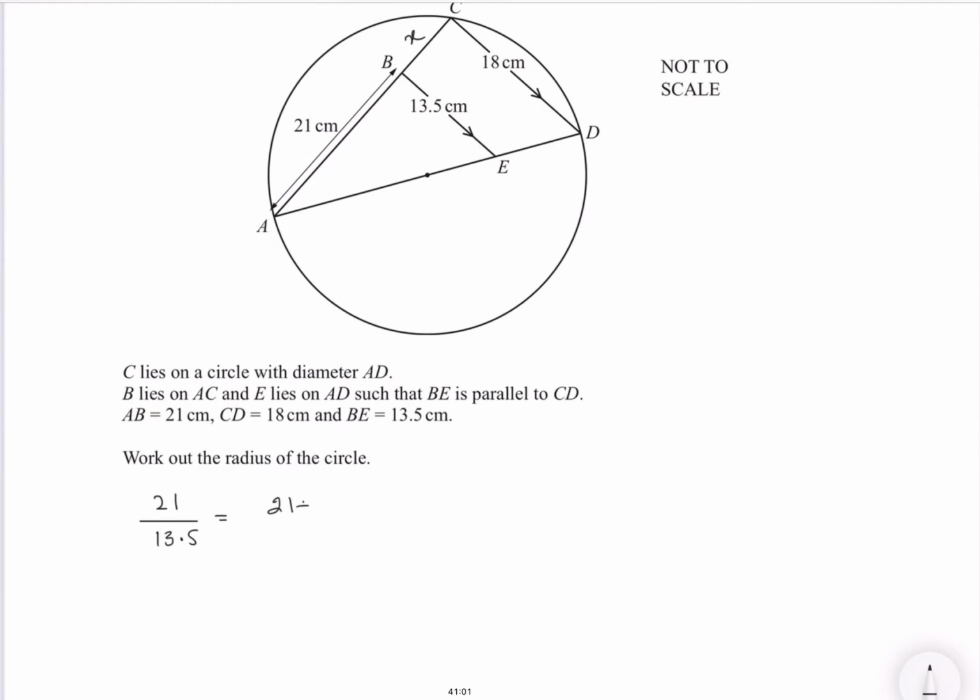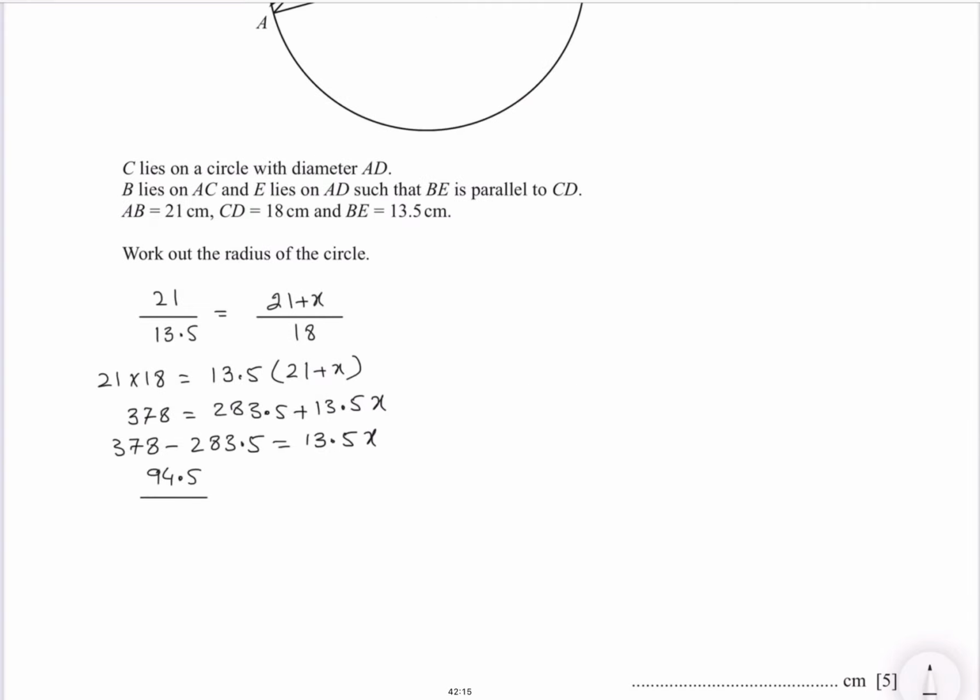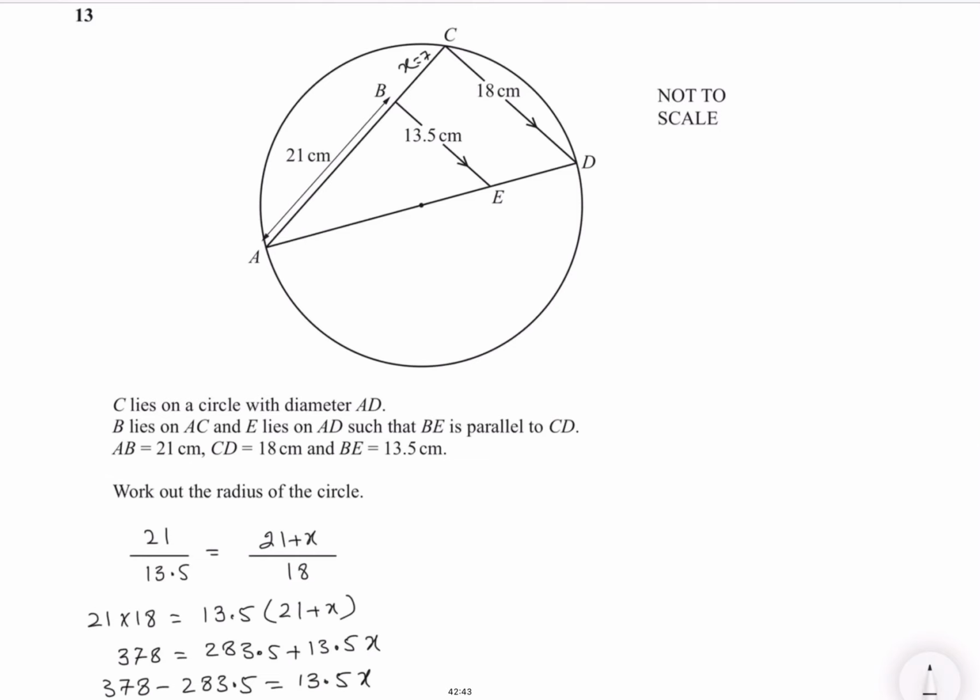So 21 over 13.5. I took the triangle ABE and I took their corresponding sides, the ratio of their corresponding sides, and that would be equal to the corresponding side of the bigger triangle, which is ACD. So 21 plus x over 18. Now cross multiply and work for x, find out the value of x here. So x is 7.